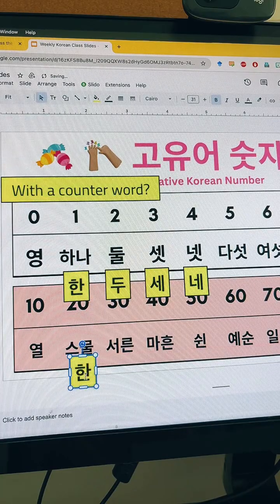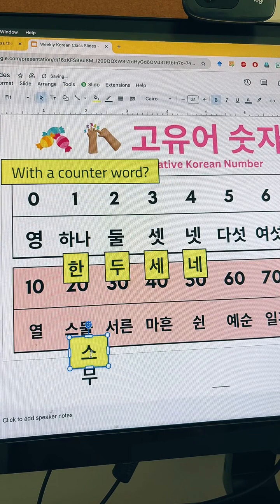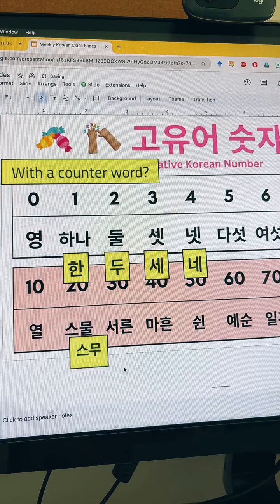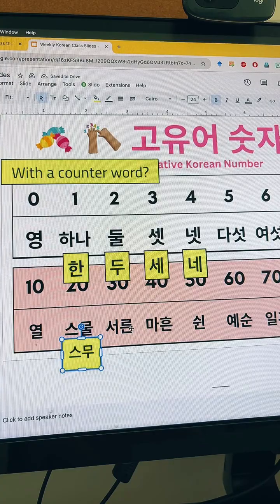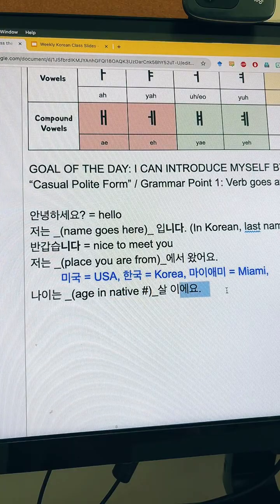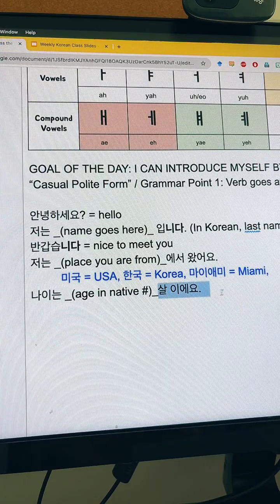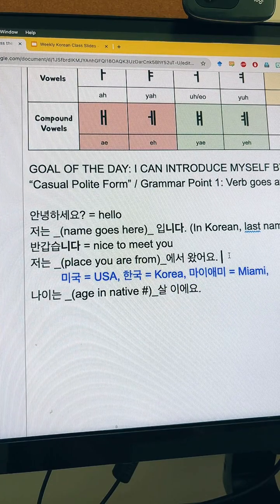Who knew that already? 스무 살 instead of 스물 살. Let me make this smaller. 스무 살 instead of 스물 살 with the 받침 at the bottom. Everything else is the same. So if you want to say you're 30, you can say 서른 살이에요. If you want to say you're 40, 마흔 살이에요. 네, 받침.